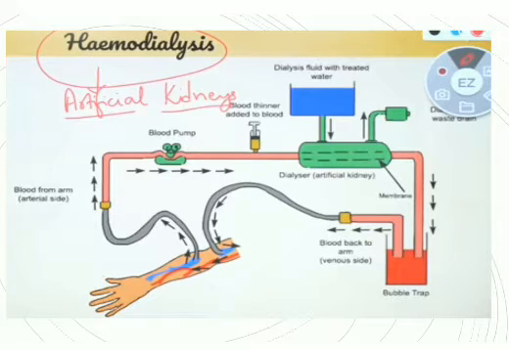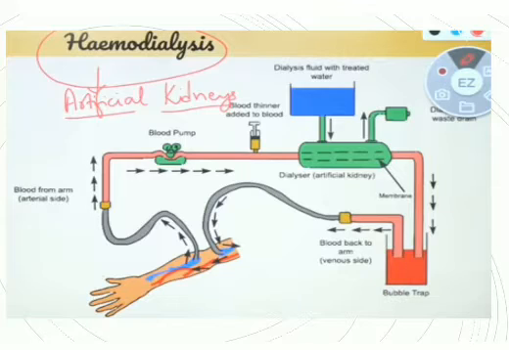And this is hemodialysis. So what does hemodialysis mean? The person's kidneys are not functioning properly. If the kidneys are not functioning properly, then he has to take hemodialysis. Hemodialysis is also called an artificial kidney.